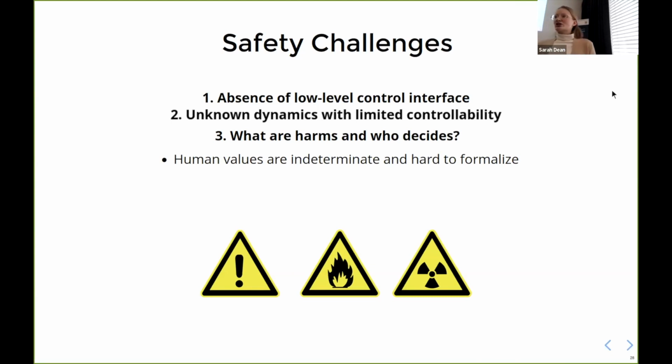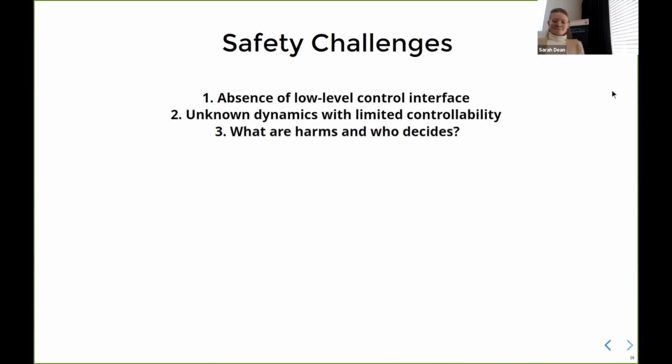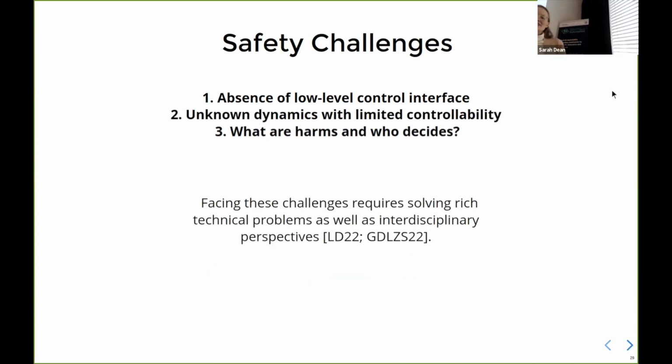I don't think that means we shouldn't attempt to build algorithms that achieve our values. But it does mean that it's important to constantly address and think about this gap between the social world and the technical interface and abstraction, and allow for that gap to be bridged through community feedback, democratic governance, education, all of these things. I think I'll say that in general, facing these challenges includes both rich technical problems, which folks in control and automation are well posed to handle, but also really important to consider interdisciplinary perspectives.